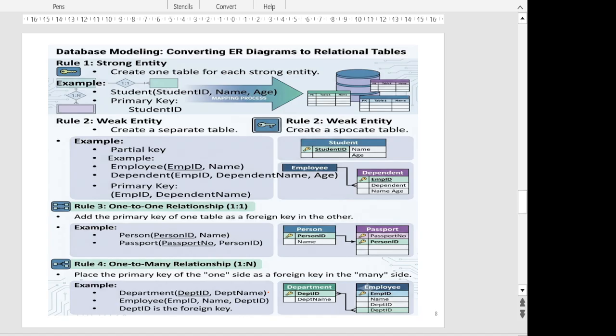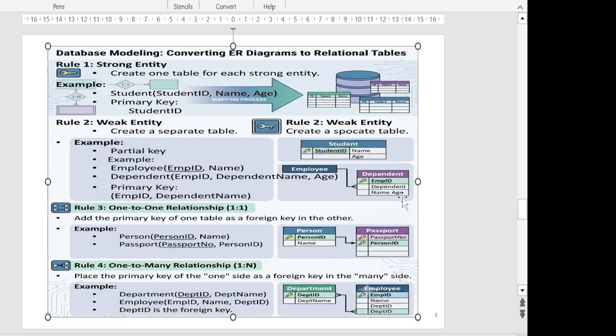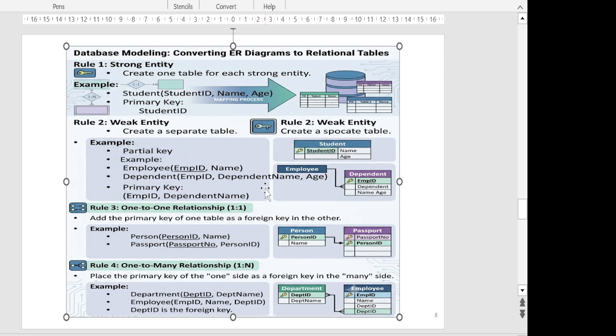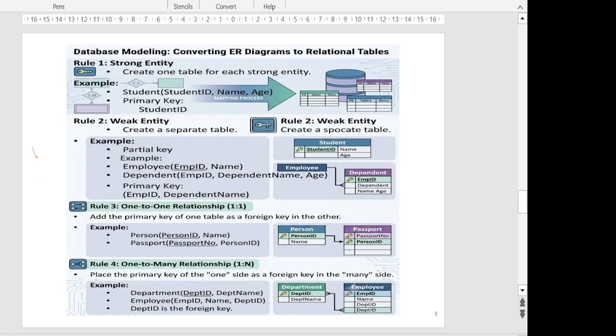Next, what I am trying to do is convert from ER models to tables. For that we have different rules. There are 7-8 rules, and we will discuss them one by one.